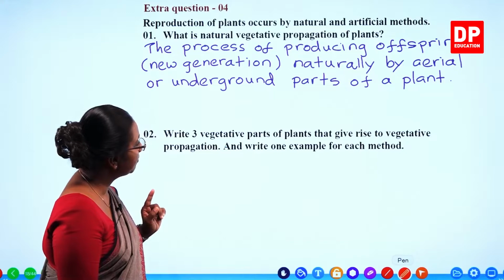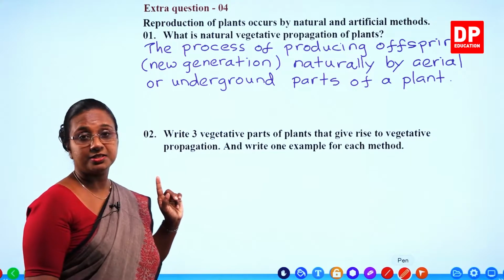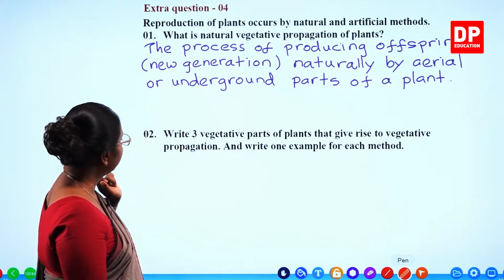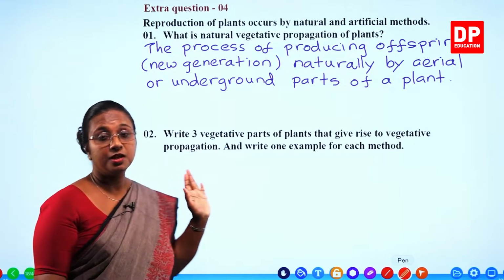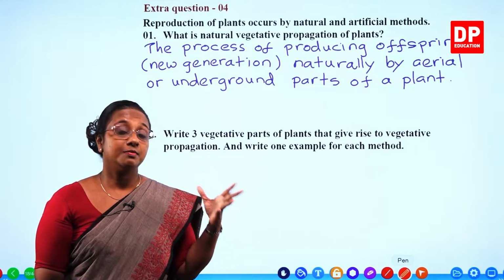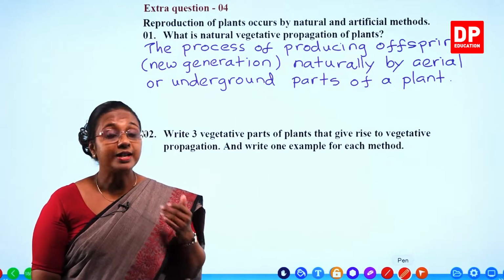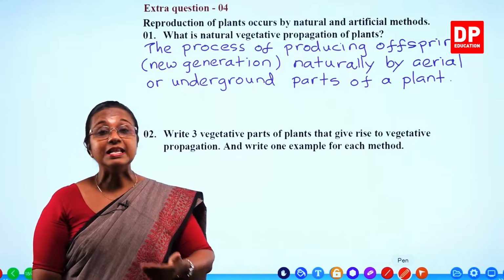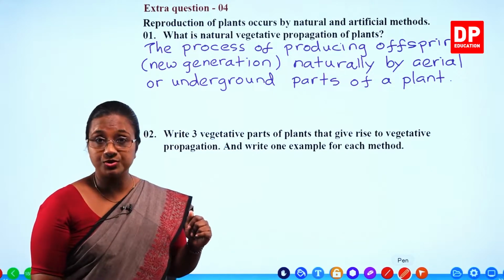Write three vegetative parts of plants that give rise to vegetative propagation. Three parts of plants that give rise to vegetative propagation, and write one example for each method. So you all know, students, plants can reproduce vegetatively by roots. What are the examples? You can think of curry leaves, bael, guava, all those reproduce by roots.